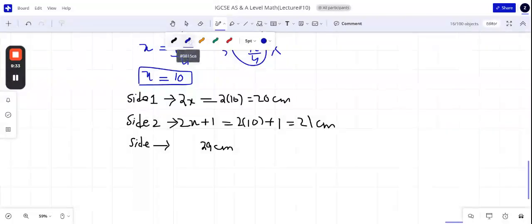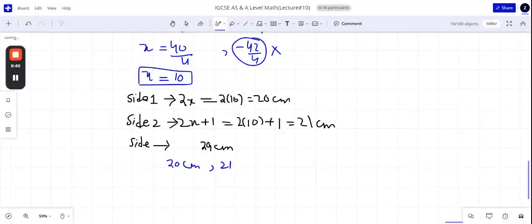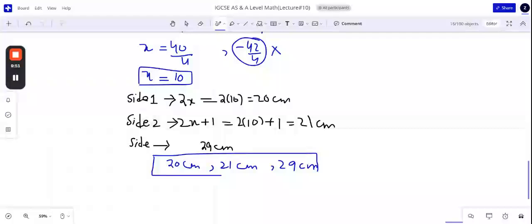So we got the final solution: 20 centimeter, 21 centimeter and 29 centimeter are the side lengths of the given right angle triangle.